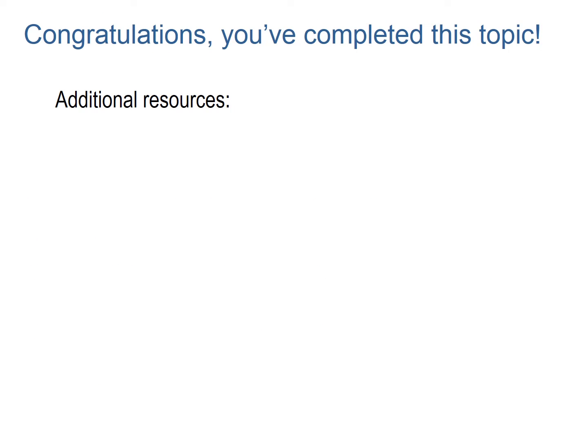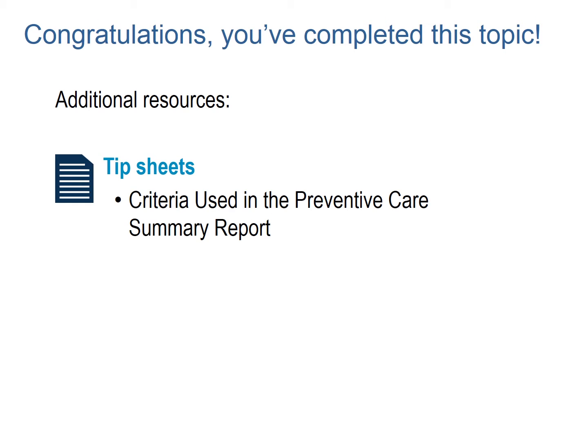That brings us to the end of training module number 3. Additional resources are available for this module. Our tip sheet provides details on the specific criteria used by the Preventive Care Summary Report to categorize patients. More information on the report, as well as step-by-step instructions for running the report, can be found in your PS Suite EMR user manual. Before you move on, please take a moment to complete the short quiz that will test what you've learned in this module.